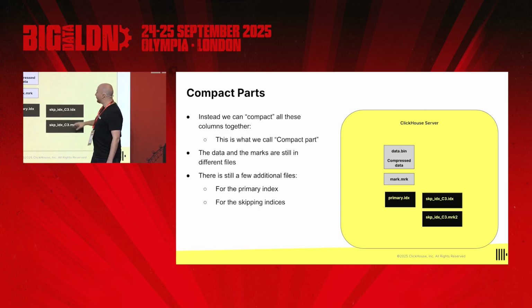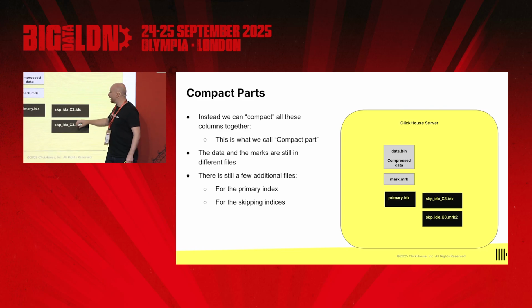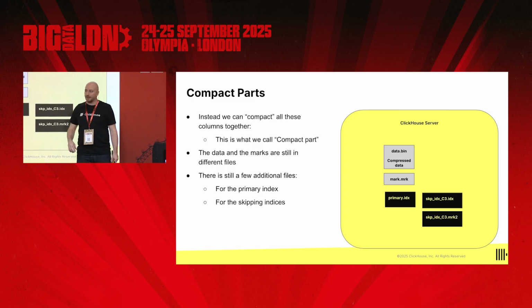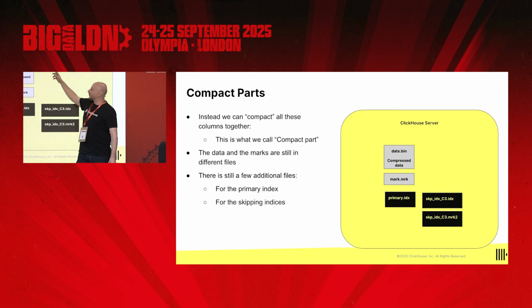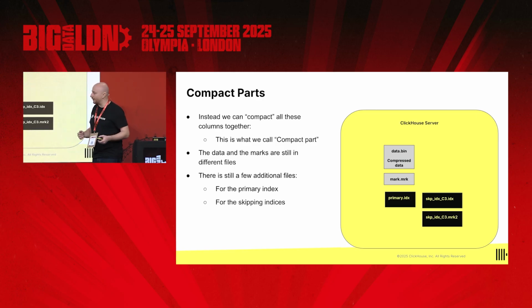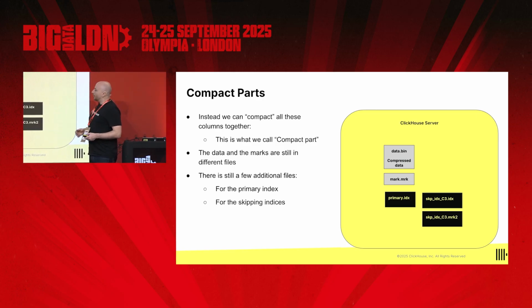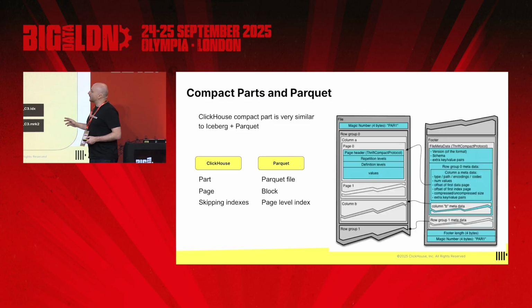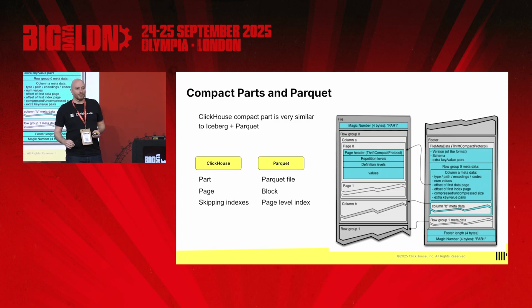So now we have reduced a lot the number of files that we require in our storage. We still have 1 file for the primary index. We still have some files for the skipping indices, but now you have only 1 file for all of your columns, and that's much better for cloud storage.